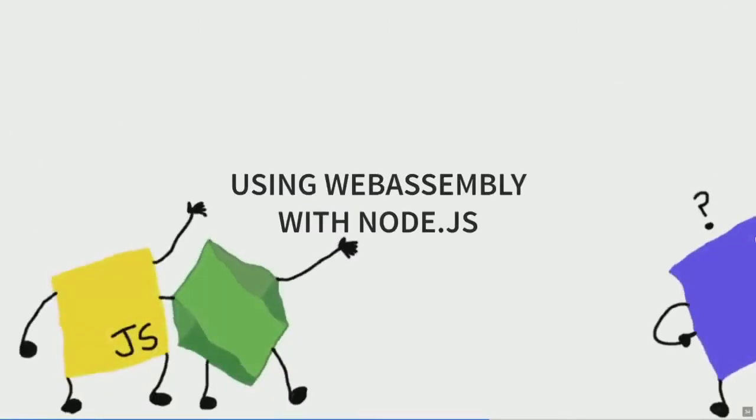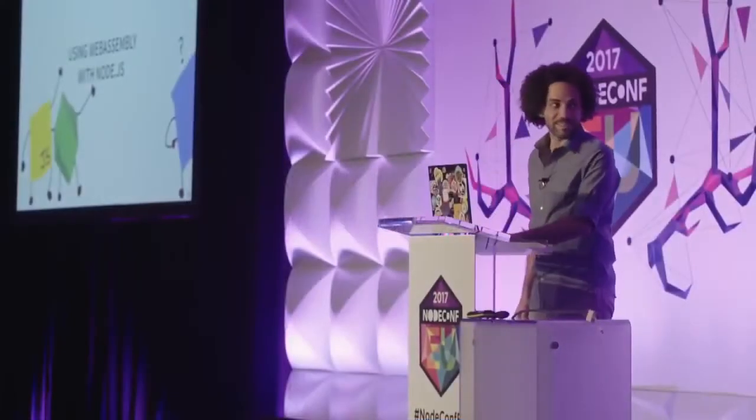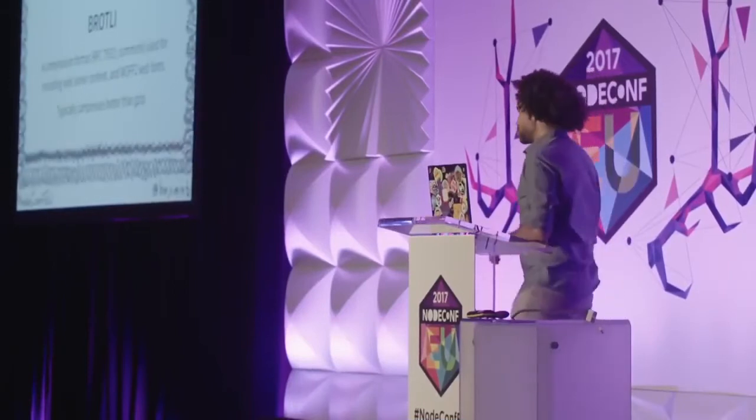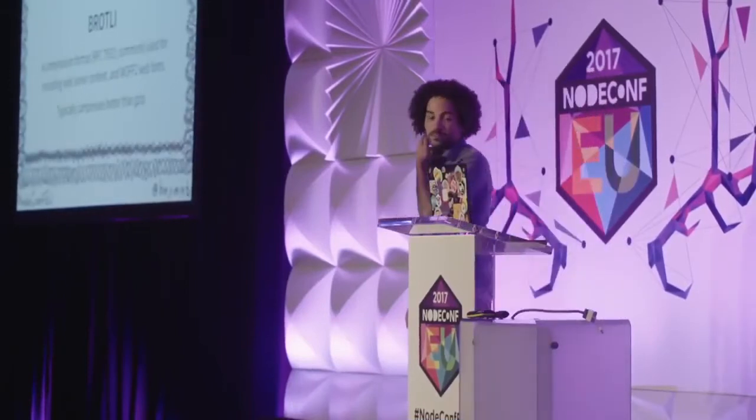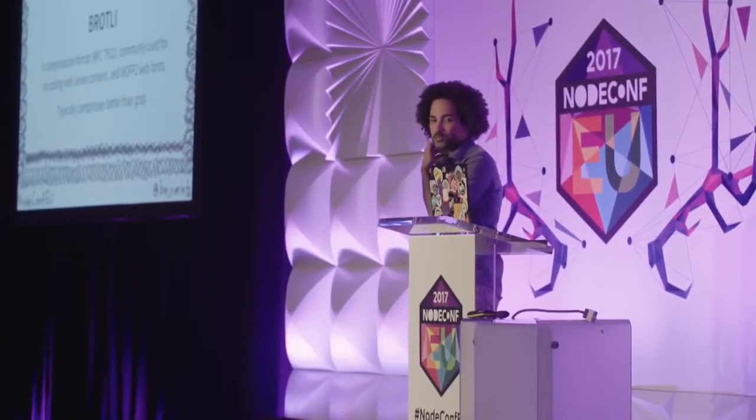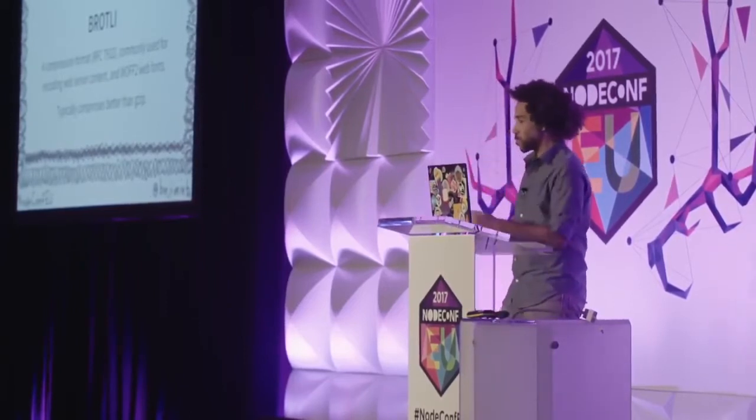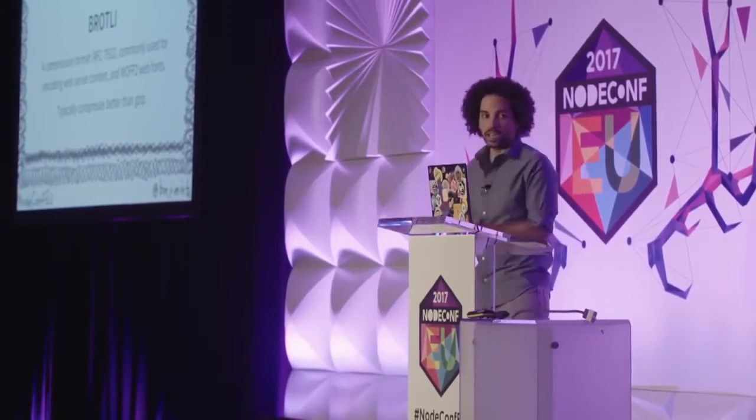So, using WebAssembly with Node, let's take a look at some of the stuff you can do, some of the stuff that I tried out. One of the things I wanted to try out was Brotli. Brotli is really cool because it's a compression format. It's actually really popular on the web. People are using it instead of gzip because it usually gets a little bit better compression. And so I wanted to see what it was like.